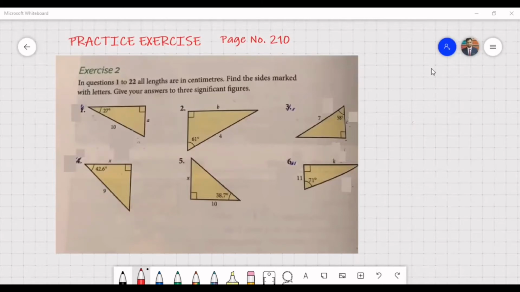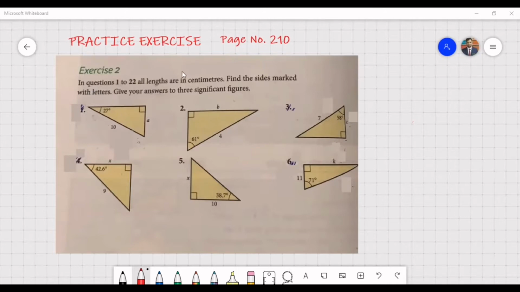Hi friends, in the last lecture we learned about the trigonometric functions or the ratios, and today we will do the exercise. This is page number 210 of your book, IIT's book. And look here, this is exercise 2.